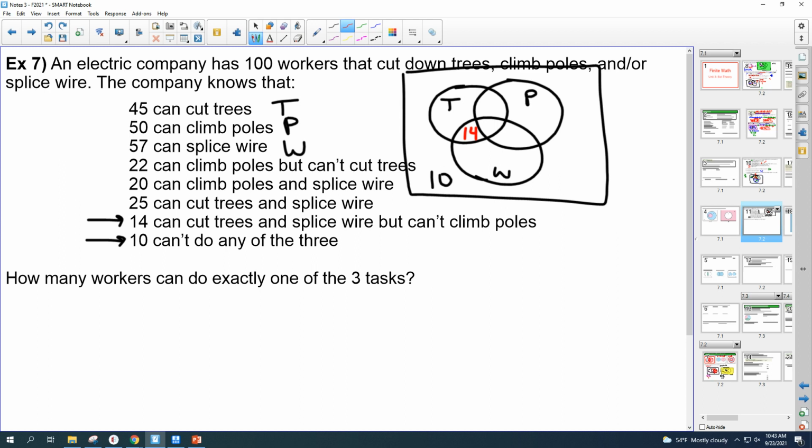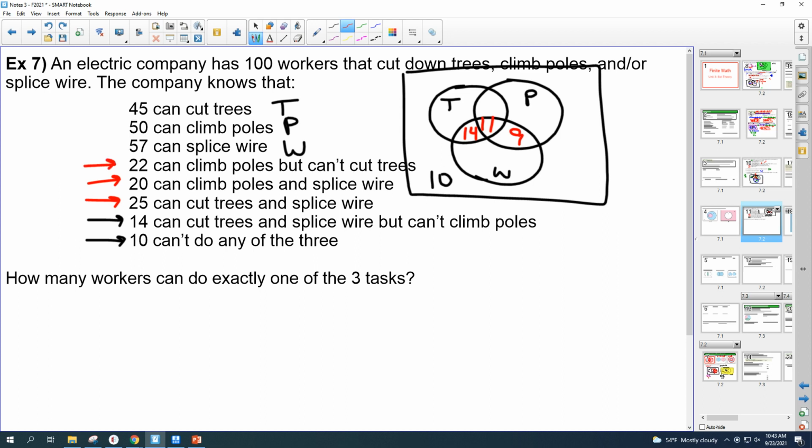25 can cut trees and splice wire. Trees and wire is 25. That means this is 9. Wait, is that right? No, 11. 20 can climb poles and splice wire. Do you see where we need to go and how many we need to go with? What number do I want? 9 poles and wire. That makes 20 for poles and wire.